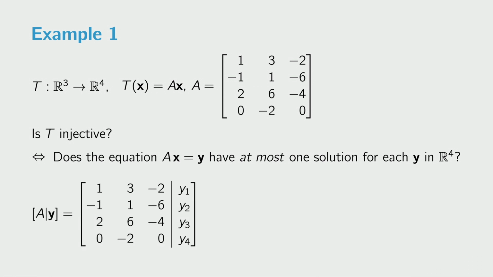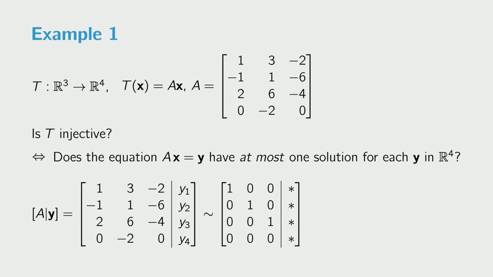Let's look at the augmented matrix of this equation. If you apply row reduction, you find the following reduced echelon form. The stars on the right are elements that depend on the components of vector y. You can calculate them if you want, but the precise dependence is not important here. For the number of solutions, only the last element matters. If it is non-zero, the system is inconsistent, so in that case there are no solutions. If it is equal to 0, the system is consistent.